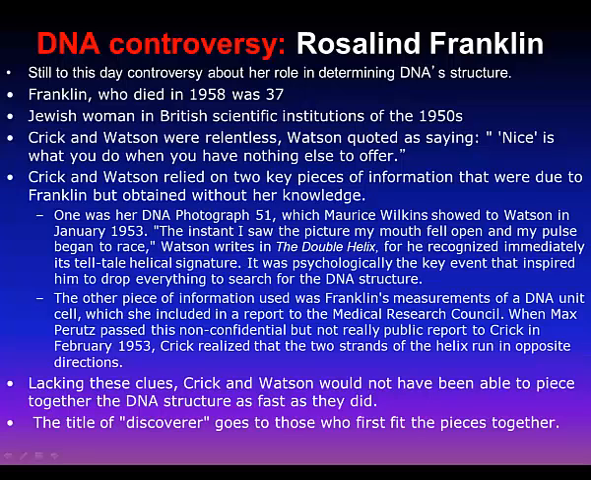Now, they argue that the title of discoverer goes to those who first fit the pieces together. And the thing about this is they were criticized for this because they did not include her in the paper that they wrote in Nature. And they were quite relentless. In fact, James Watson was quoted as saying about her, people said, well, you should have given her credit, or Maurice Wilkins credit, for they were nice enough to show you that photograph. And they actually said that nice is what you do when you have nothing else to offer.